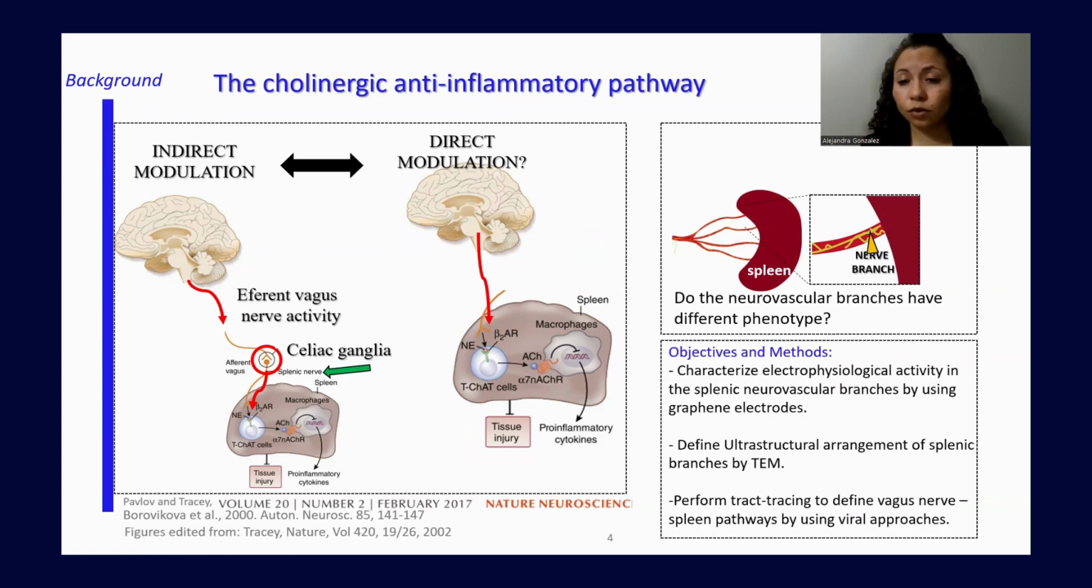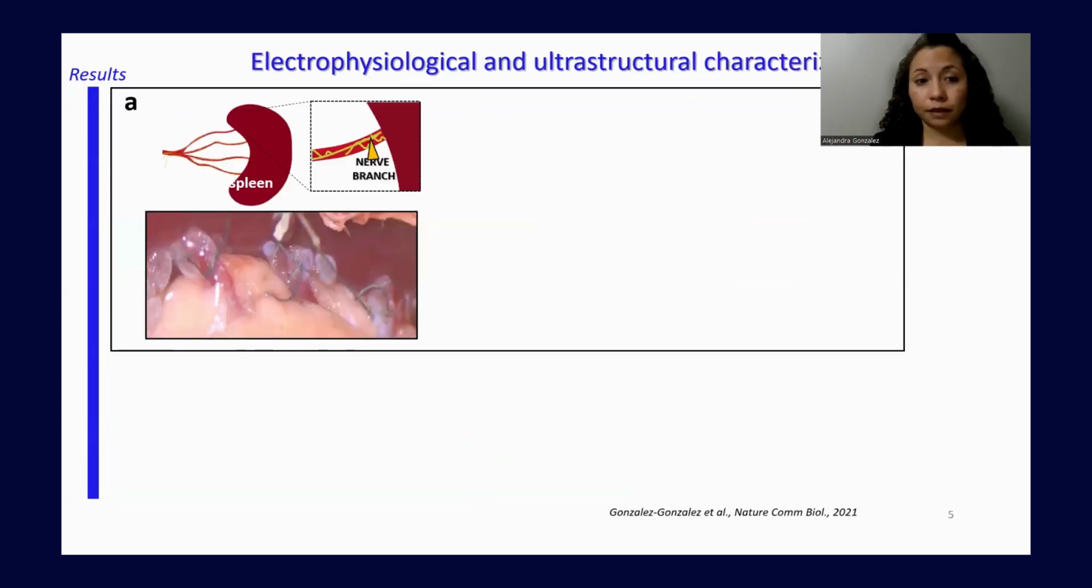And to assess this, our objectives and methods were the next ones. First, to characterize the electrophysiological activity in the spleen neurovascular branches by using graphene fibers. Then define the ultrastructural arrangement of the splenic branches by electron microscopy. And finally, use viral tracers for tract tracing to demonstrate whether or not there is a direct connection between the vagus nerve and the spleen.